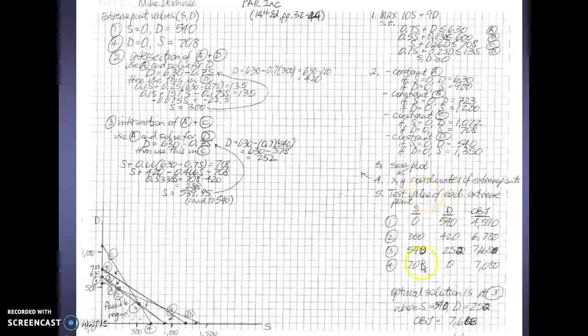Once we know the values of our extreme points, one of these will be our optimal solution. To find the optimal, we plug those values for the extreme points into the objective function, max 10S plus 9D, and we get a value.